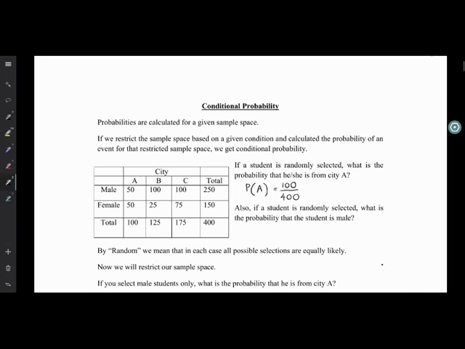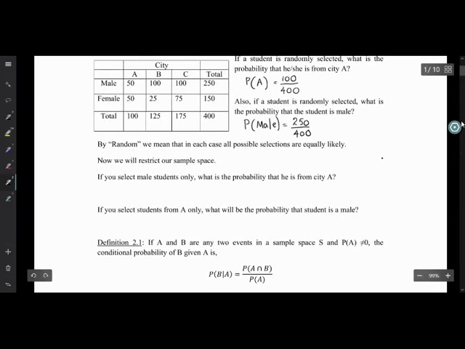Now let's try another one. If a student is randomly selected, what is the probability that the student is a male? Okay, let's say it is the probability the student is a male. We know that there are 250 male students among the 400. Therefore, the probability will be 250 divided by 400. Now, these are general probability calculations.